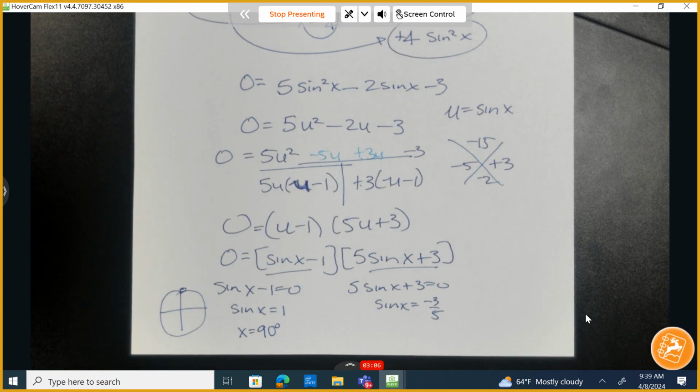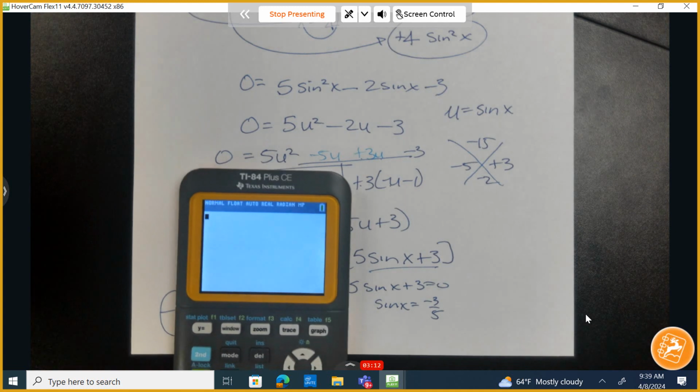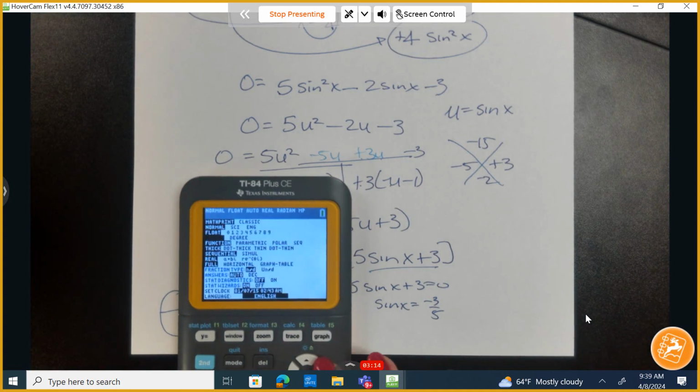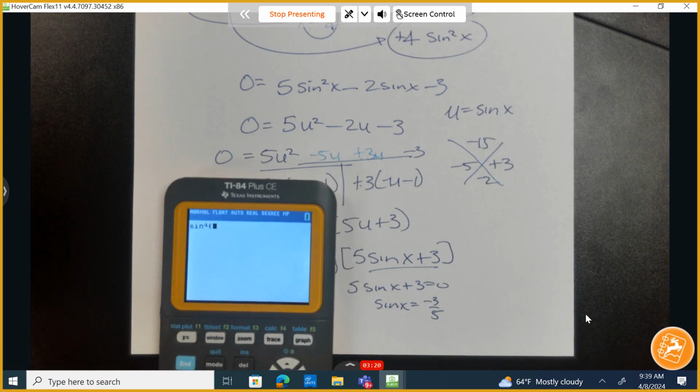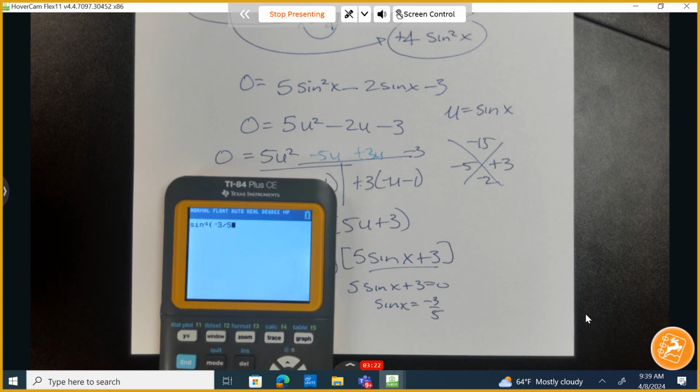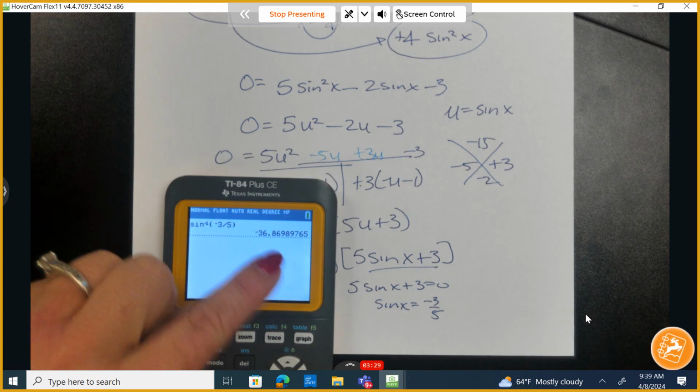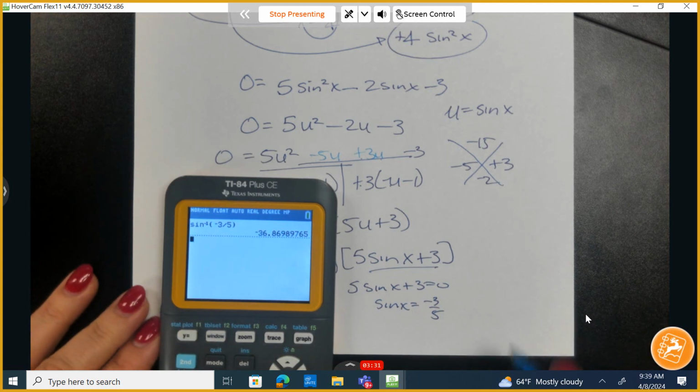Then I'm going to grab a calculator. Grabbing a calculator here. And let's do this other one. So I'm going to put it back in degrees. Please take your calculators if you're in class. I'm filming. Put them off to the side, please. And I'm going to do an inverse sine, make sure you're in degrees, of negative 3/5. And I come up with a negative 36.86. What does that mean?